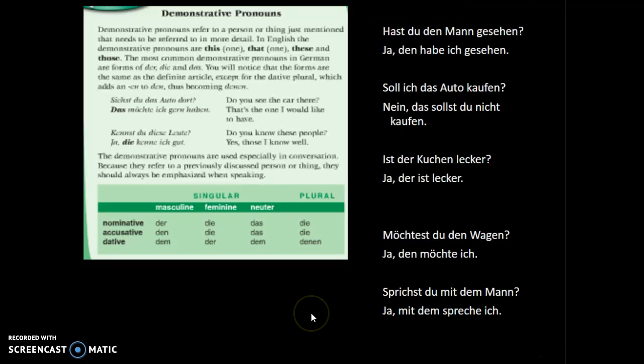I hope this has given you a little bit of an introduction into the demonstrative pronouns and that you can begin working with them now.